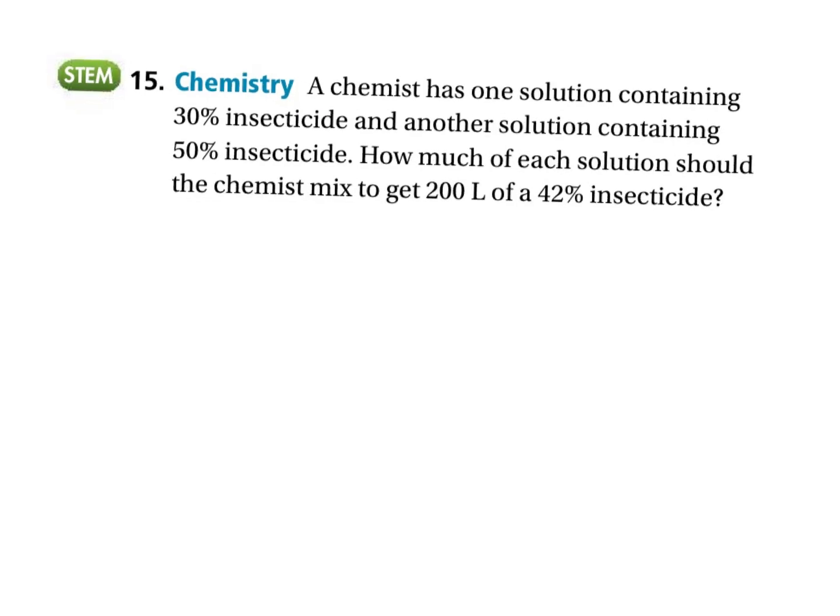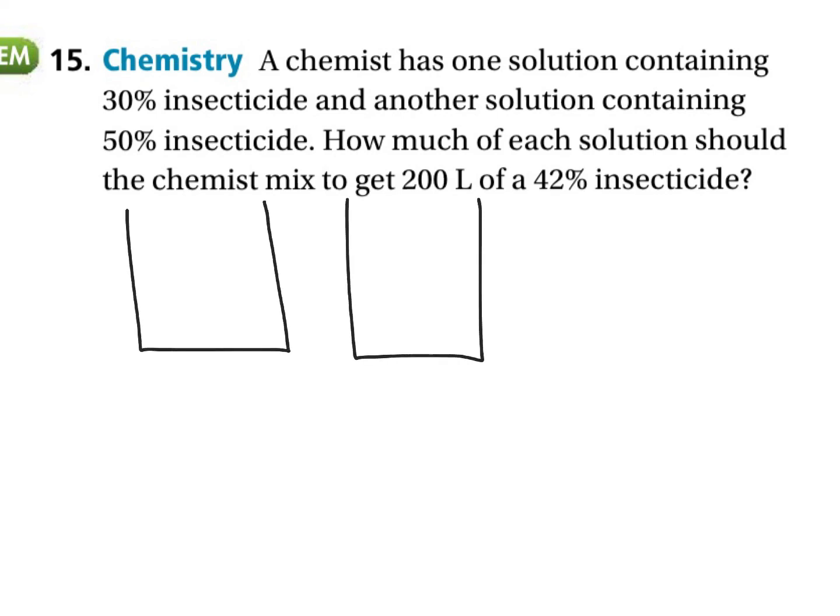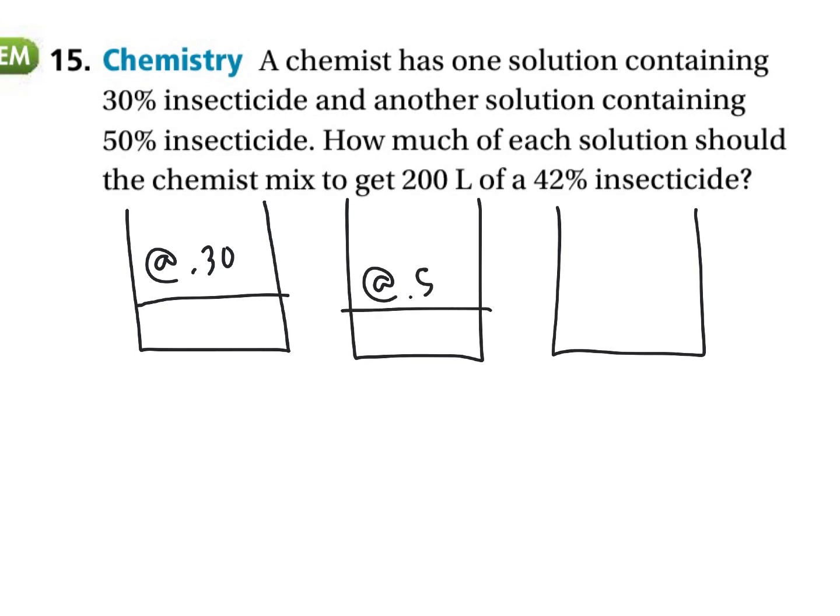Number 15, this is kind of a mixture problem, so this was where we talked about one way of doing these would be using this container method. So one solution is 30%, one is 50%. We're trying to get a 42% mixture, and that's 200 liters.